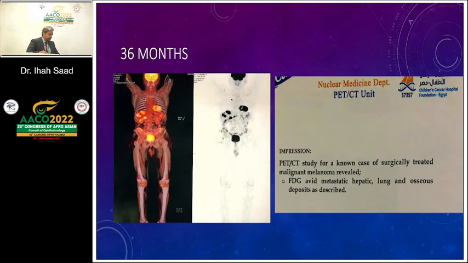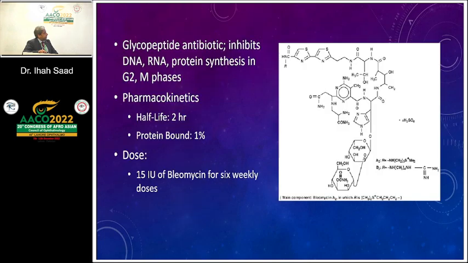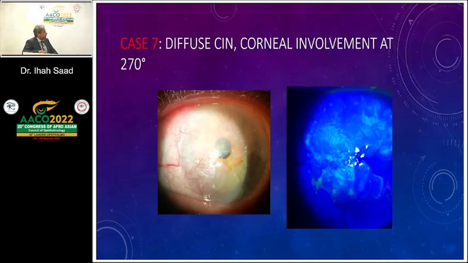The PET-CT showed involvement of the systemic status of the patient. The patient was metastasizing elsewhere. Hence there is no need to do an exenteration because the tumor has already gone away. And we use bleomycin in other entities and other tumors in a dose of 15 international units of bleomycin for 6 weekly doses. We give a dose every month and a half for 3 successive doses, and we look at the response of the tumor.